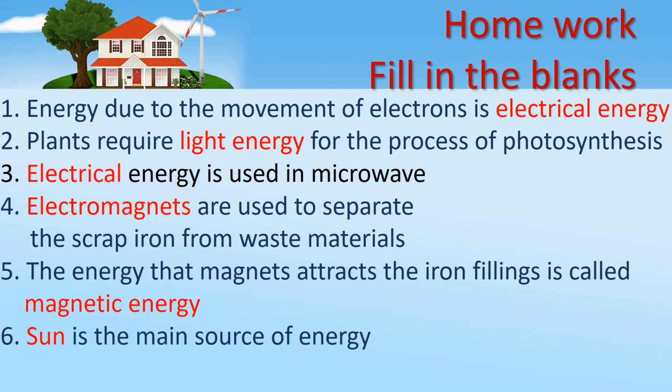Fourth one, dash are used to separate the scrap iron from waste materials: electromagnets. Children, check the spelling also. Electromagnets. Fifth one, the energy by which magnets attract the iron filings is called dash: magnetic energy. Sixth one, dash is the main source of energy: Sun is the main source of energy.